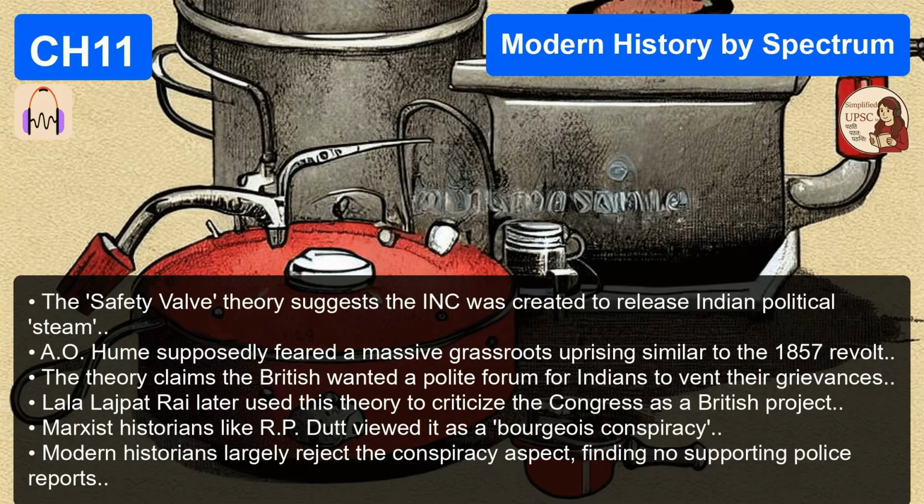Now, it is very easy to mock that approach today. The later extremists called it begging politics. But we have to give immense credit where it is due. Because while their political methods were mild and polite, their intellectual work was absolutely revolutionary.